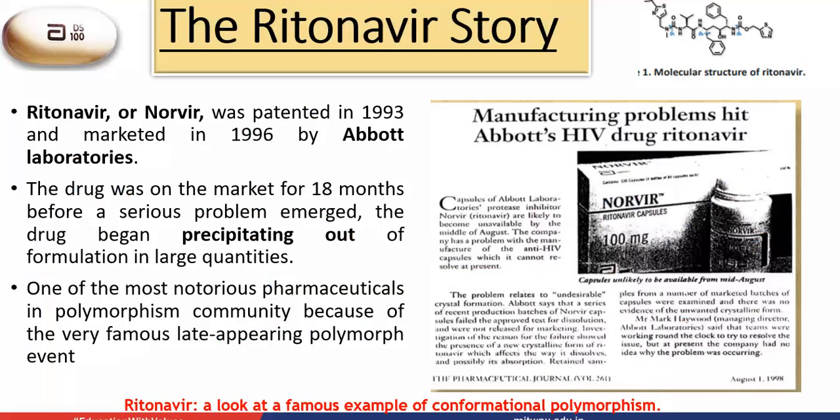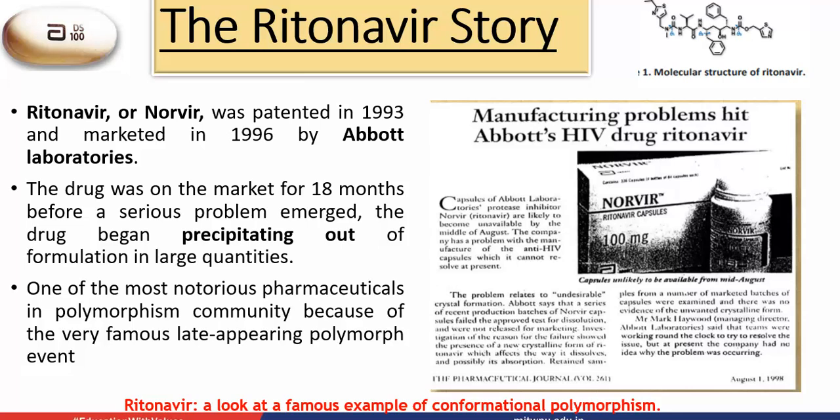The best case study to understand why pre-formulation is very, very important is ritonavir, which was patented in 1993 and marketed in 1996 by Abbott Laboratories. This drug was on the market for 18 months before a serious problem emerged. The drug began precipitating out of the formulation in large quantities. It is one of the most notorious pharmaceuticals in the polymorphism community because of its very famous late-appearing polymorph event. This is the best example of pre-formulation.